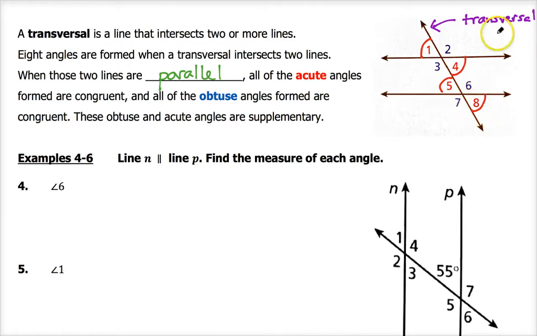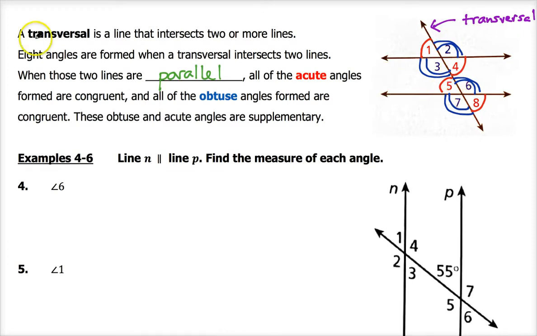And the same is true of angles 2, 3, 6, and 7. Those angles are all congruent to each other. The obtuse and the acute angles are therefore supplementary as well. So if I took angle 1's measure and added it to angle 2, I would get 180 degrees. If I took angle 2's measure and added it to angle 4, I would get 180 degrees.